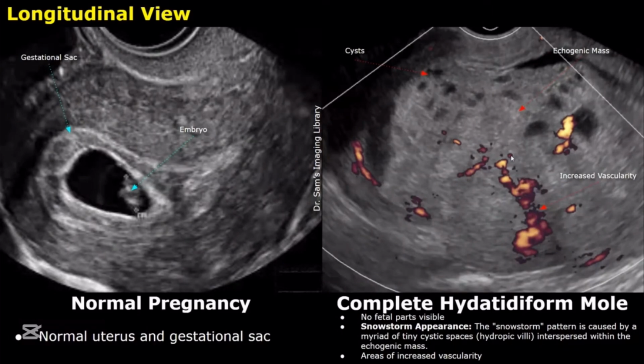In this image, color Doppler is applied. You can see areas of increased vascularity within the echogenic mass.